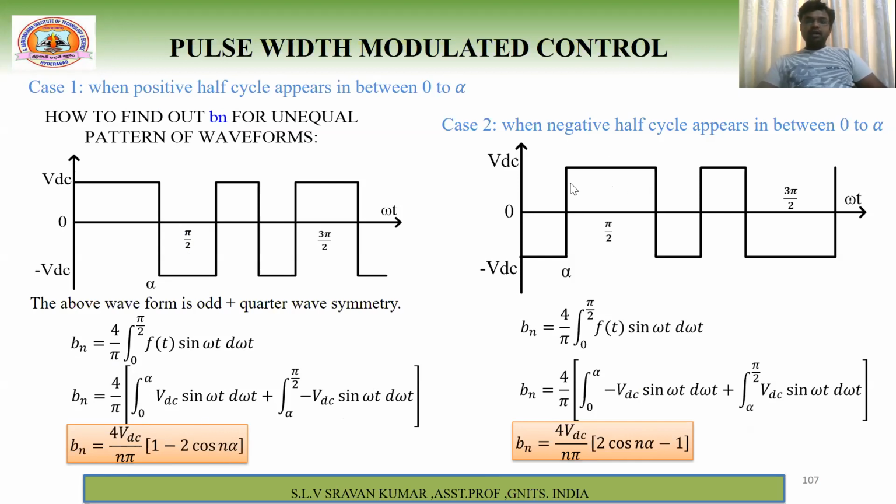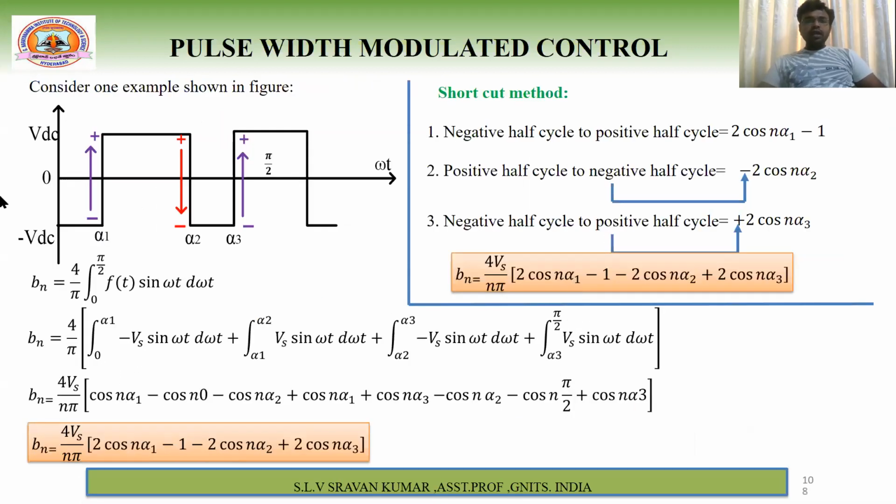In a similar manner, the only difference is that here you get the positive half cycle, and here you get the negative half cycle. So again, if you do the Fourier series, you will get 4 VDC by n pi times (2 cos n alpha minus 1). Just reverse. Here it is 1 minus 2 cos n alpha, here 2 cos n alpha minus 1. That is simply what you can remember. If you remember this equation, when you have the negative one, just write it oppositely. That is sufficient, right?